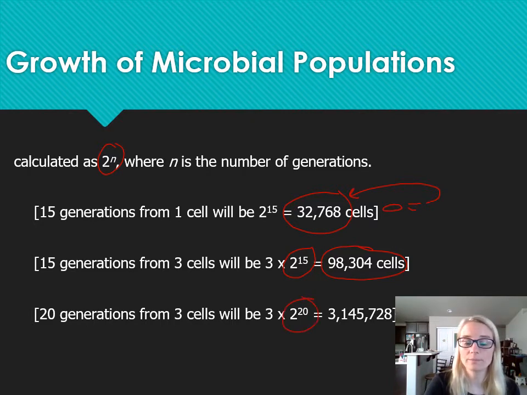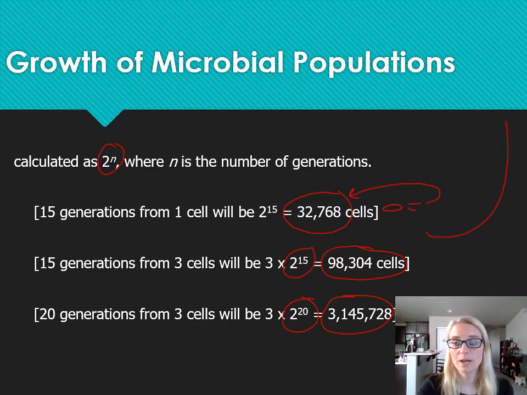So 2 to the 20. So 2 times 2 times 2 times 2, 20 times. Multiply that by the 3 cells that you start with. So again, 15 hours, if it's a 1 hour generation time, we'd end up with over 3 million cells, right? That's our exponential growth on our graph here.